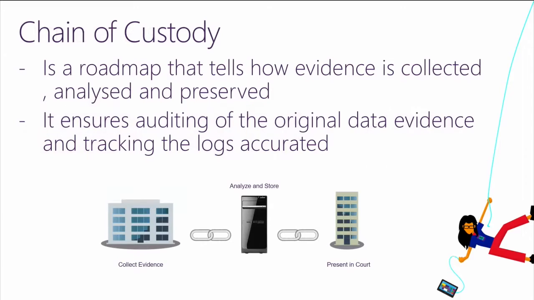For this, we have to understand what chain of custody is. Chain of custody is a roadmap that tells how evidence is collected, analyzed, and preserved. It ensures auditing of the original data evidence and that tracking the logs is accurate. In this case, it's a set of rules for how we can collect, analyze, store the data, and present it in a court. If it's not a court, then we should know how to write a white paper, or just a report to a boss, or do a presentation like we are right now for hopefully hundreds and thousands of people.